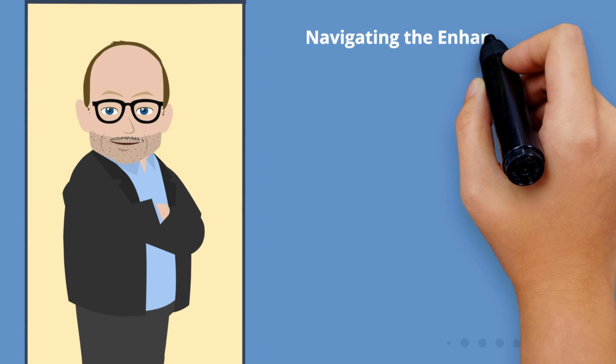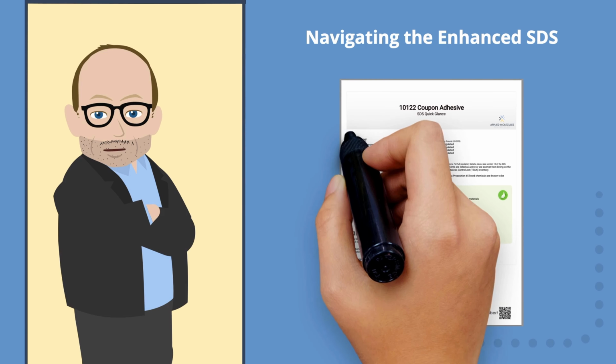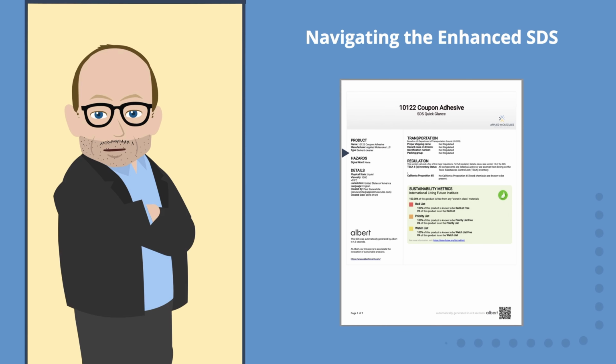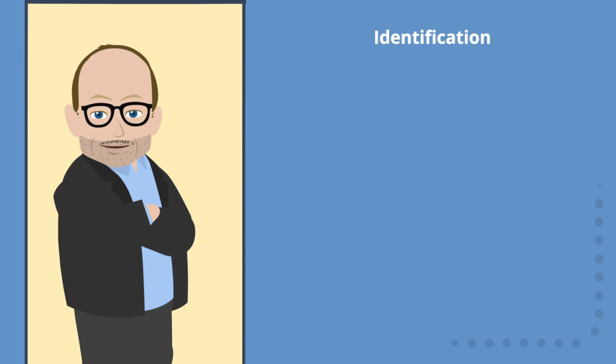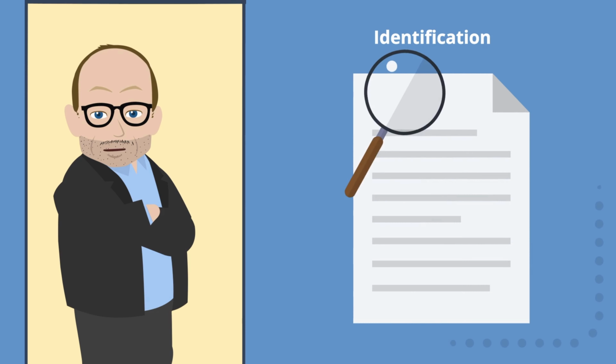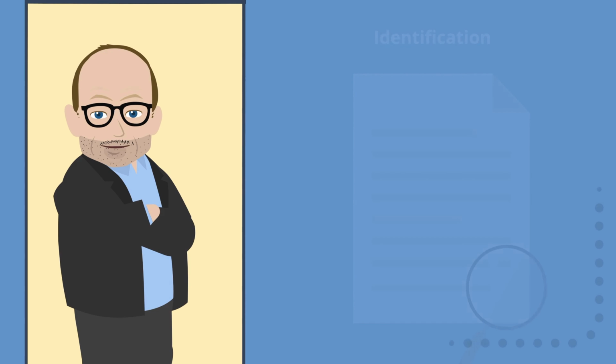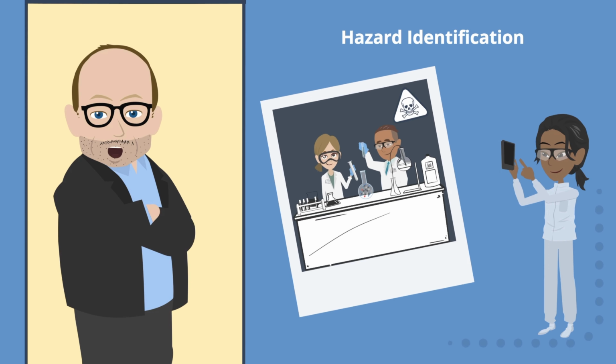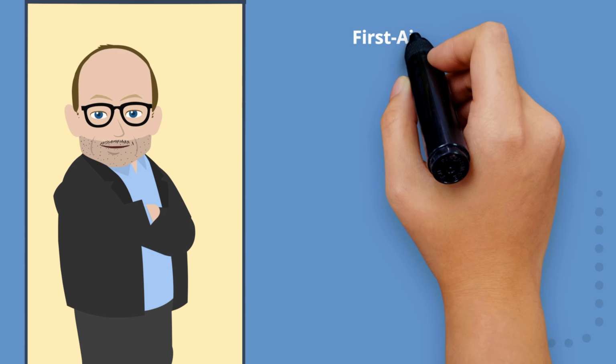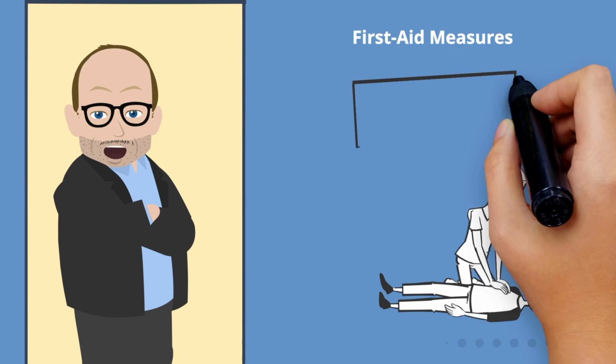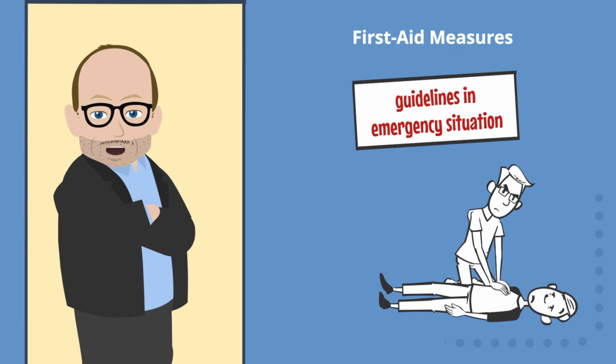Navigating the Enhanced SDS. The newly innovated first page gives you a quick understanding of the product's critical information, guiding you on how to delve deeper into each section for a detailed understanding. Let's navigate through it together. Identification. Quick insight into the product and supplier details. Hazard identification. A snapshot of potential hazards associated with the material. First aid measures. Preliminary guidelines on addressing emergency situations.